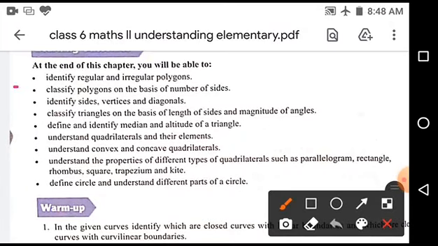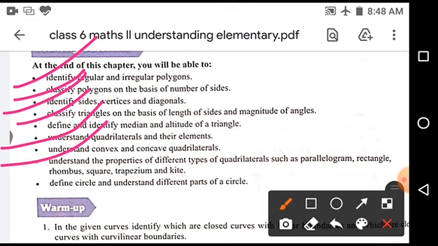In this chapter, we will discuss identifying regular and irregular polygons, classification of polygons on the basis of number of sides, identifying sides, vertices and diagonals, classification of triangles on the basis of length of sides and magnitude of angle, understanding quadrilaterals and their elements, understanding convex and concave quadrilaterals. So these are the main important topics, and we will also discuss properties of different quadrilaterals. So children, let us start the chapter one by one.